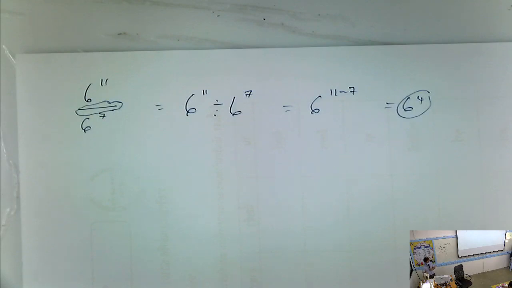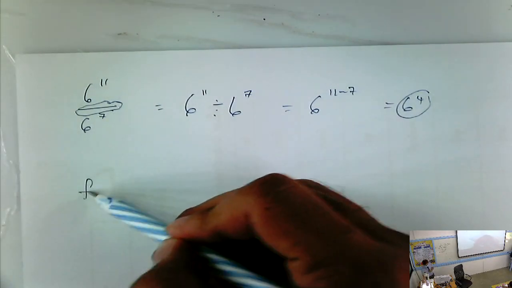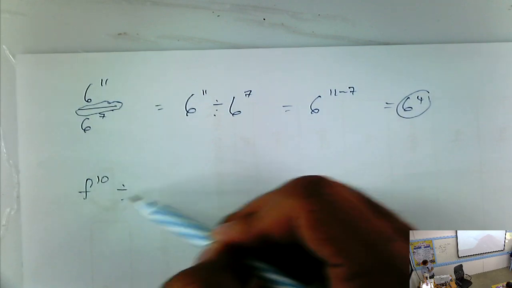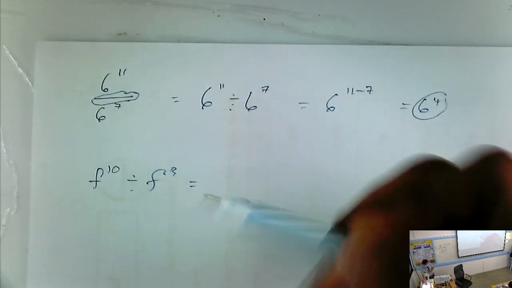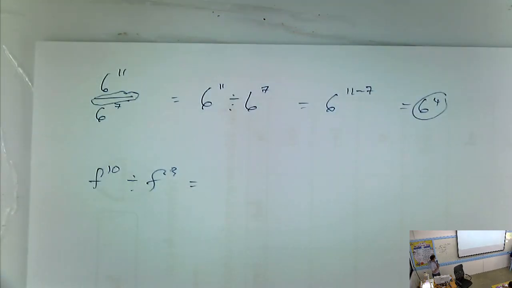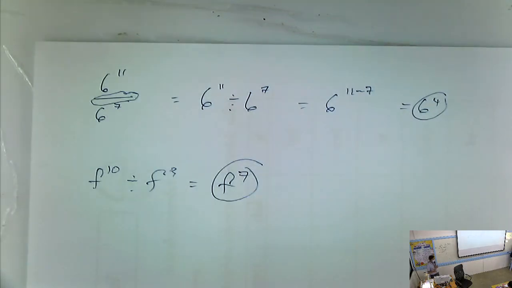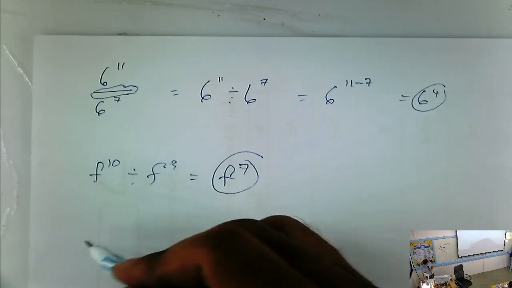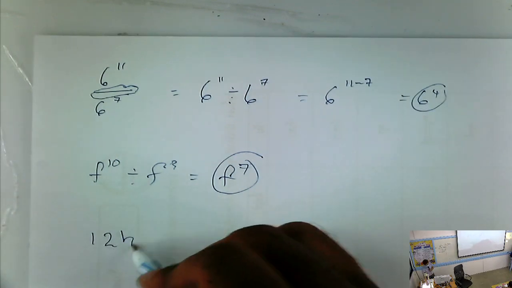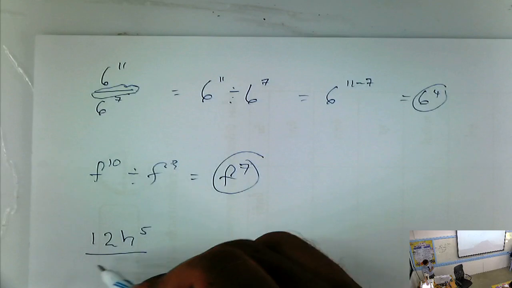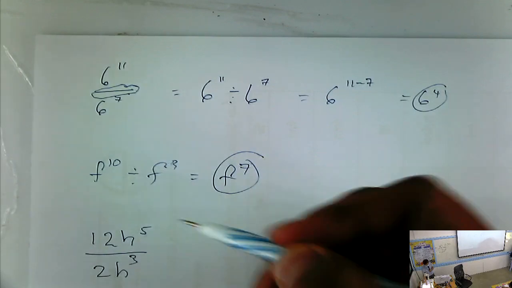Okay? How about I say f to the power of 10 divided by f to the power of 3? What would be the answer? Okay, very good. That would be f to the power of 7. I'm just going to copy this one. Next. How about I say 12h to the power of 5 divided by 2h to the power of 3?